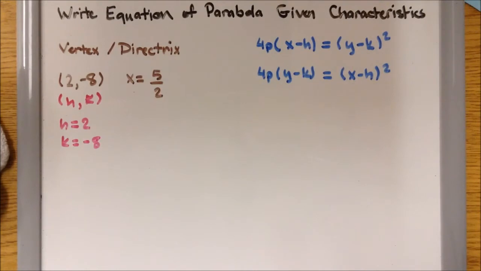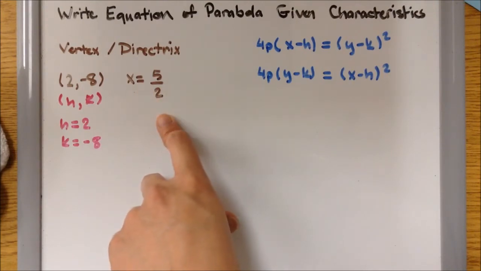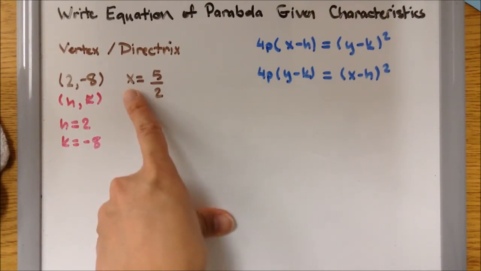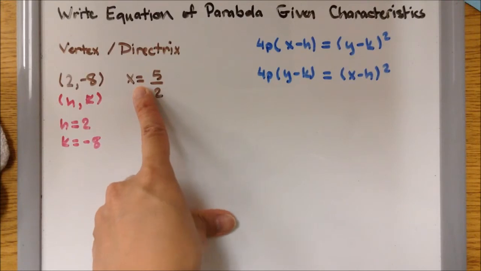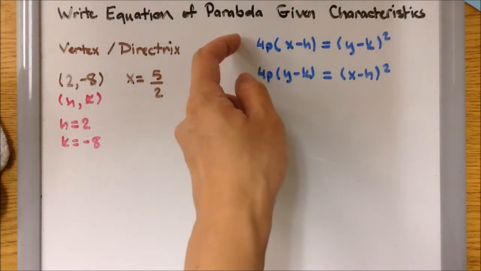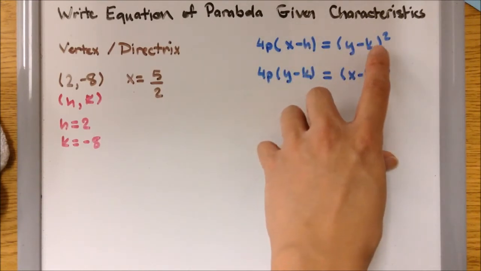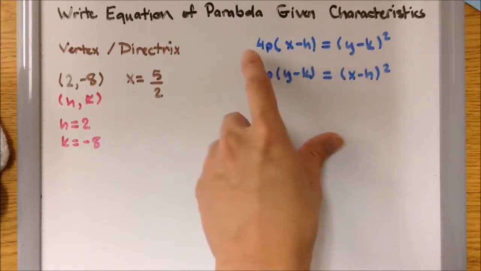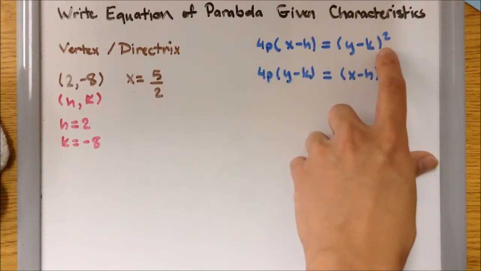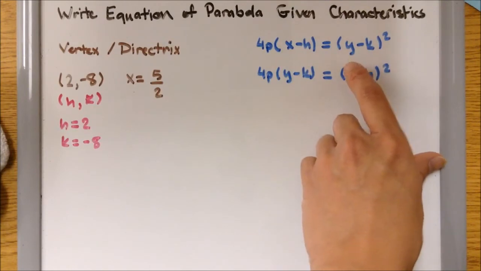Now here, given the directrix, it says x equals 5/2. So since it's x equals, then it will help you determine which equation to use. In this example, we're going to use the one where the square is on the y. So this one right here, the first one. Again, the one where it has x equals is the equation where the square is on the y.